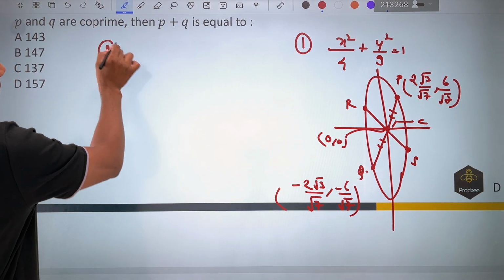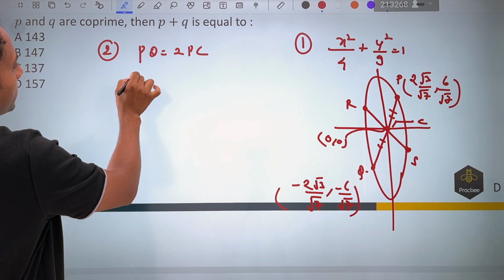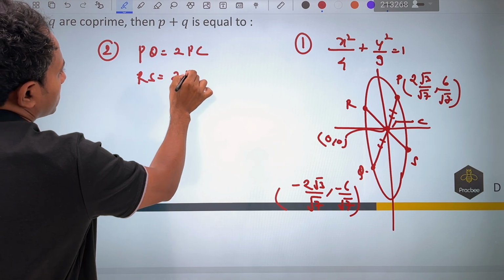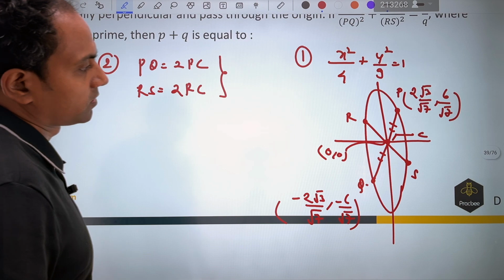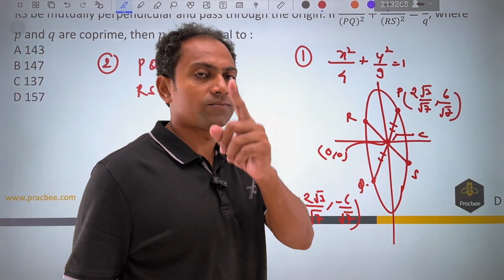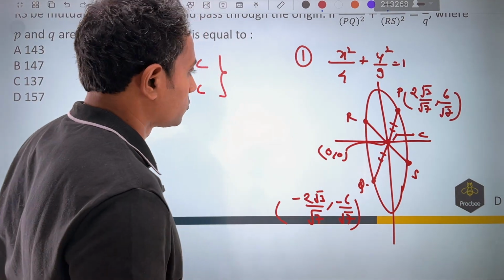So in the second part, what we observe is PQ is nothing but 2 times PC, and similarly RS, if I find, it will be 2 times RC. This is important because this will simplify our calculation. Now you can see that instead of finding 4 different points, the challenge is to only find 1 point, because from PQ you can easily find PC, there is no problem.